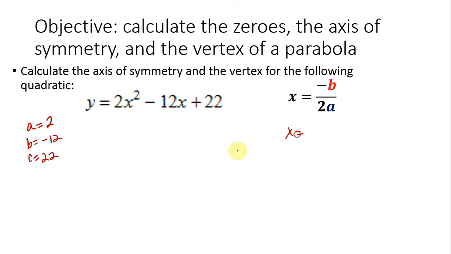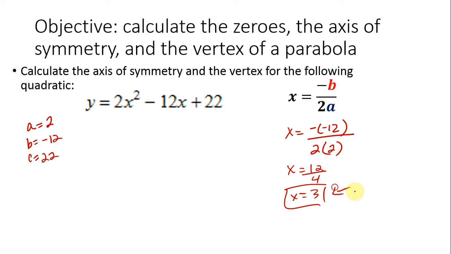So x equals -12 over 2 times 2. Notice here I have -12 because I'm looking for a negative b. My b is negative, so -12, which would give me +12. Over 4, x equals 12 divided by 4 is 3. This is my axis of evil, just kidding, of symmetry.